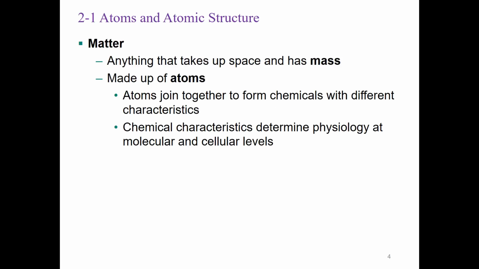So again, reiterating what matter is, it's anything that takes up space and has mass. It's made up of atoms, and atoms can join together to form chemicals that have different characteristics. Again, chemicals are what the body is made of, so we do need to understand a little bit about this chemistry to really get into the physiology. Chemical characteristics can determine physiology at the molecular and cellular levels, and we'll be talking about the cell in the next chapter, chapter 3.